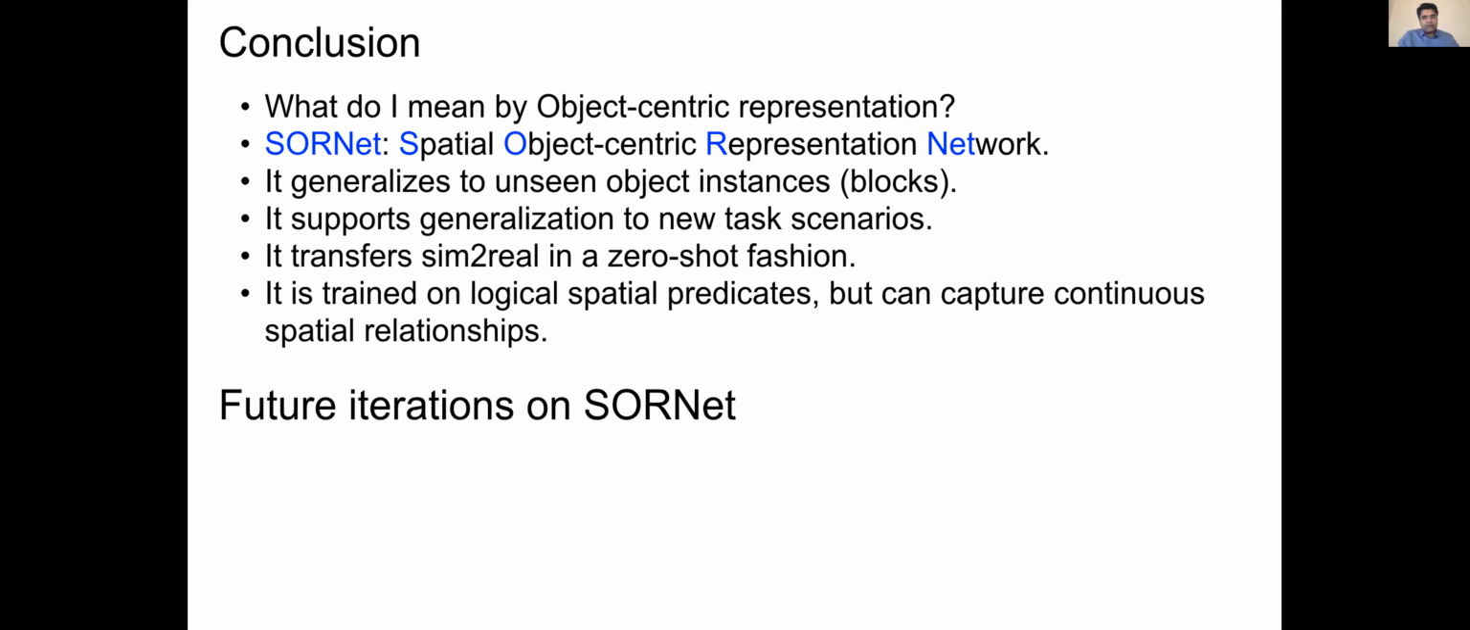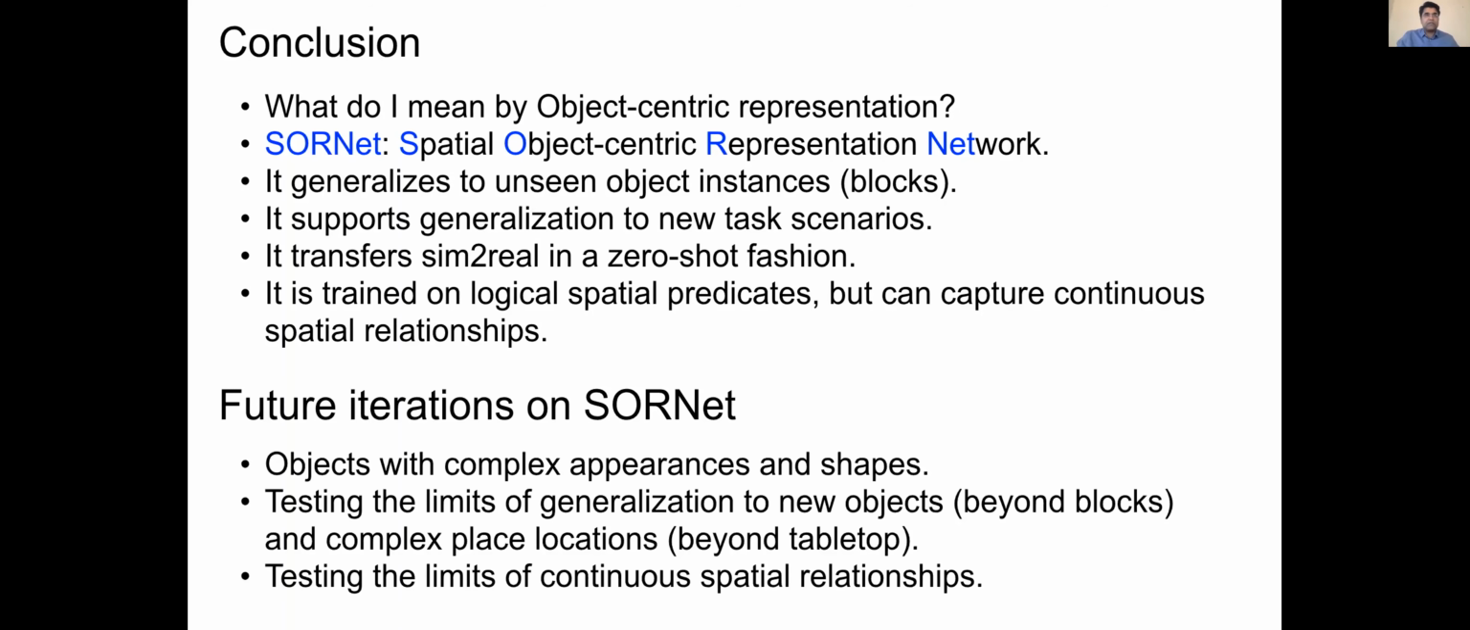While listing out all these positive things about SORNet, we are not perfect yet, right? We are still trying to push this direction and see how much we can go. The next iterations that we are looking at would be objects with complex appearances and shapes, and testing the limits of generalization to new objects that are beyond blocks and complex place locations that are beyond tabletop environments. We also want to test the limits of continuous spatial relationships that are being captured by SORNet, because we feel that could be used for an RL-based approach.